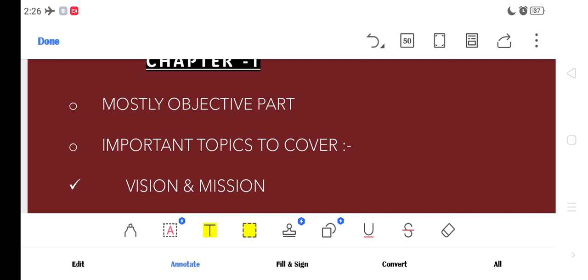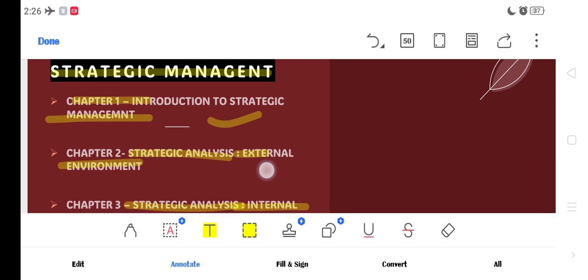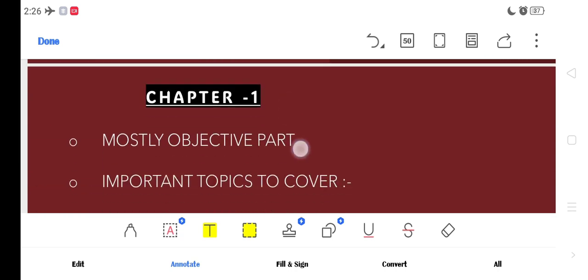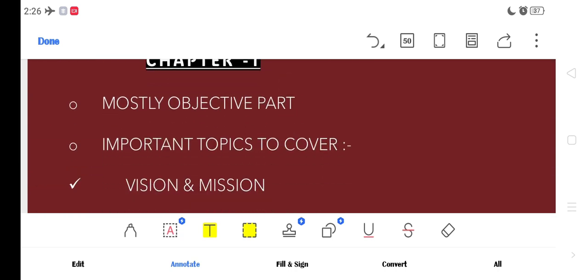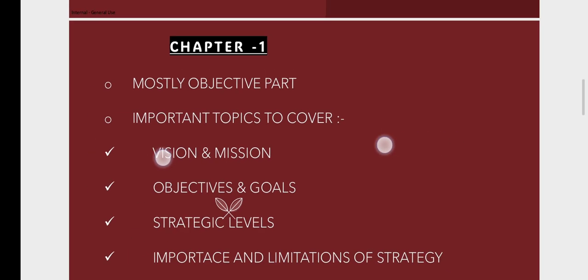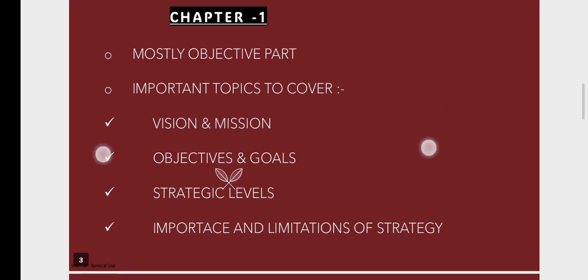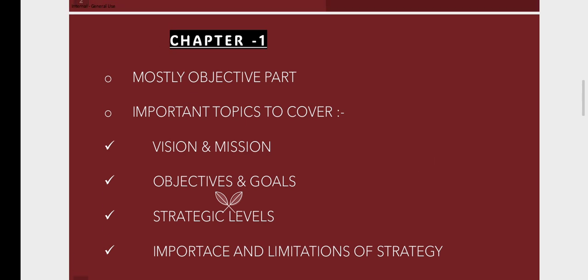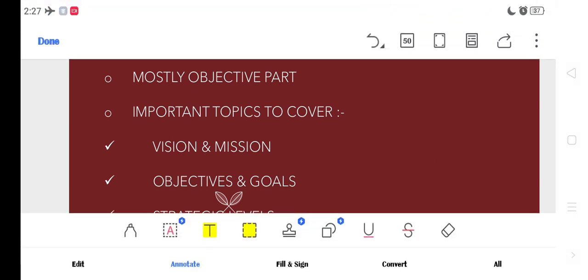Okay, so first let's start with the first chapter, which is introduction to strategic management. Basically, let me zoom out. Okay, so in this chapter 1 you need to focus mostly on these topics. From the first chapter it is mostly objective type, only MCQs are going to come. Rarely they'll ask 3 marks or 4 marks descriptive questions.